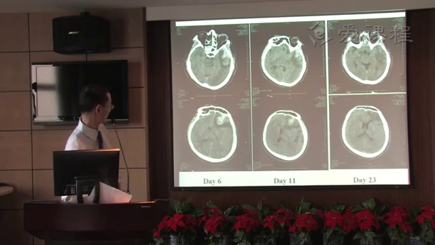This is 6 days after trauma. And 11 days after trauma, we can see the hematoma and the edema along the hematoma. This picture shows us the CT scan with hematoma here and the edema around the hematoma. And 11 days later, 23 days later.